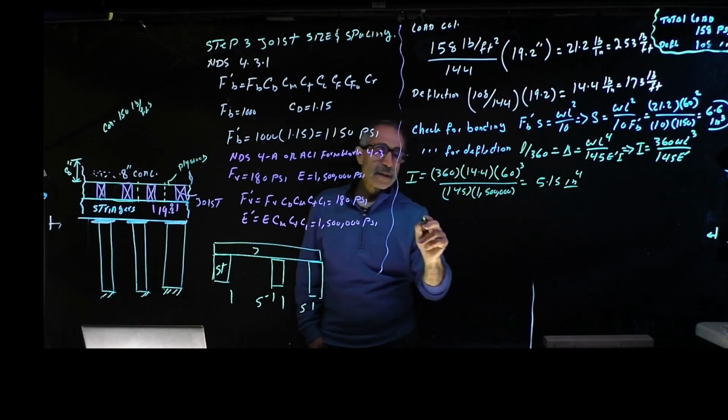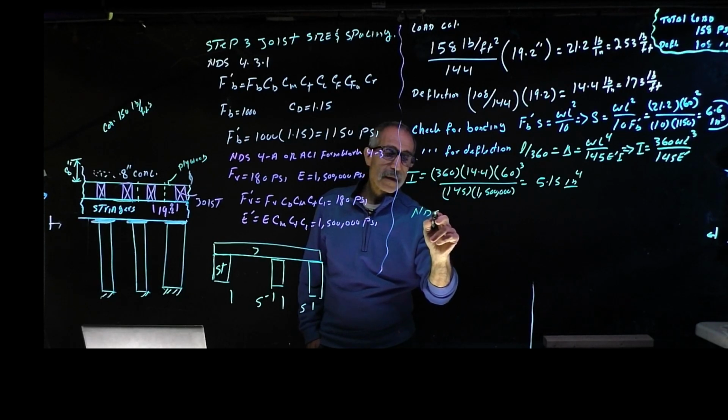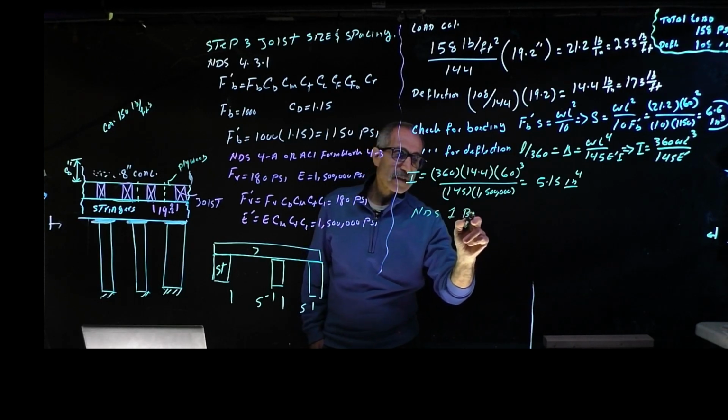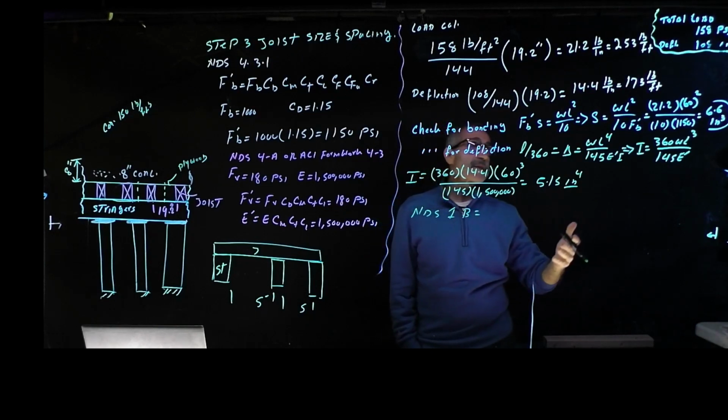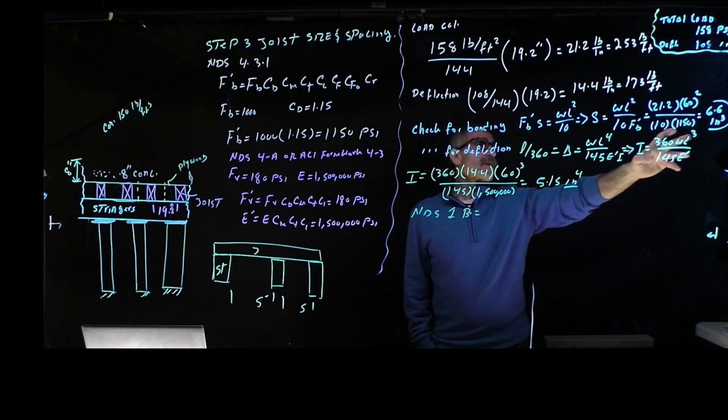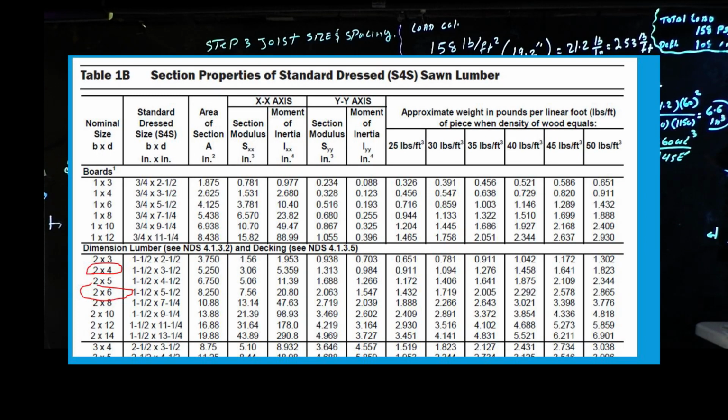Now we're going to go to the NDS table 1B, have it on the screen right there. And we're going to find out whether a 2x4 fits here or 2x6. 2x4 is going to fail because the section modulus is too big. So if we pick 2x6, we have these qualities. In 2x6, S is equal to 7.56, which is bigger than 6.6. We're okay here. And let's check the moment of inertia.